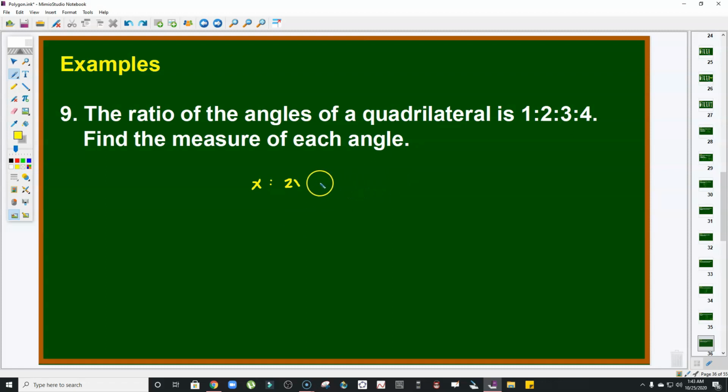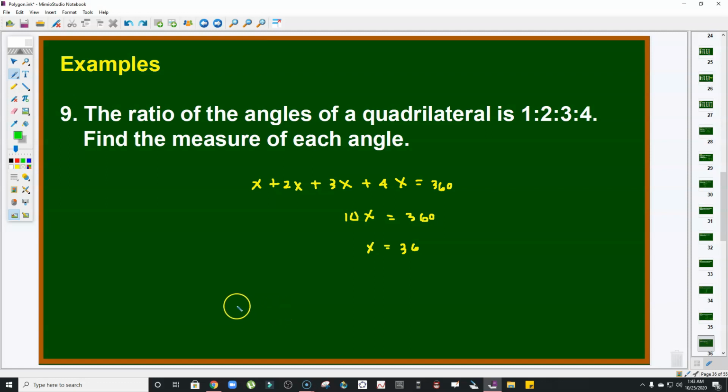So since, okay, quadrilateral, the sum of the angles is 360. So therefore, I'll just add it. X plus 2x plus 3x plus 4x, that's equal to 360. And we know 1 plus 2 plus 3 plus 4, that is 10x. Right? So therefore, clearly, x is equal to 36. Now, tanong, find the measure of each angle.